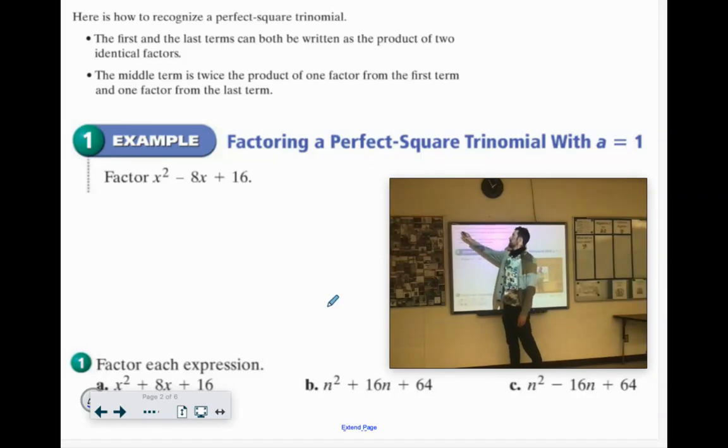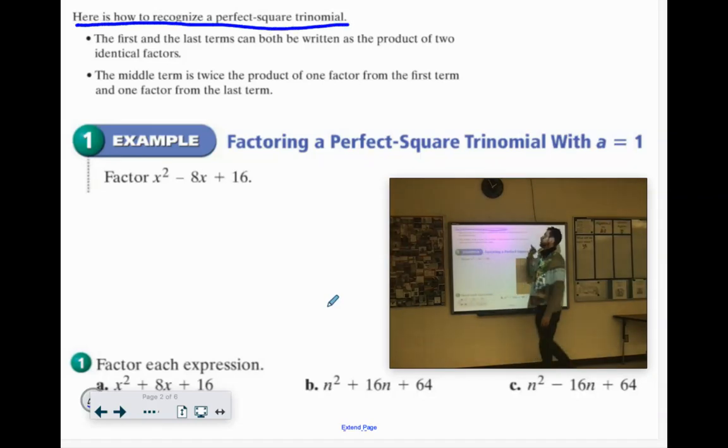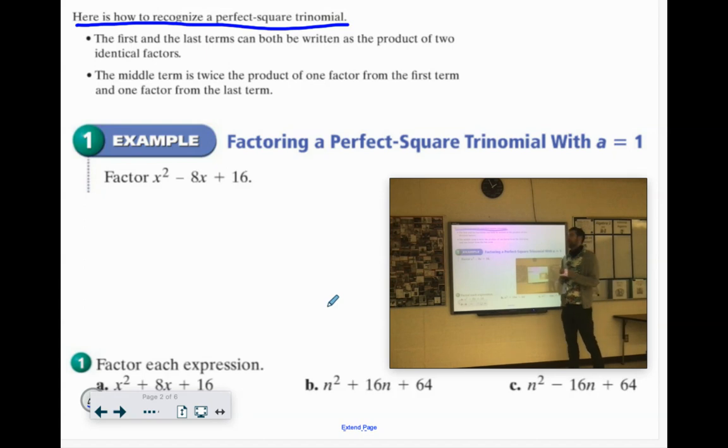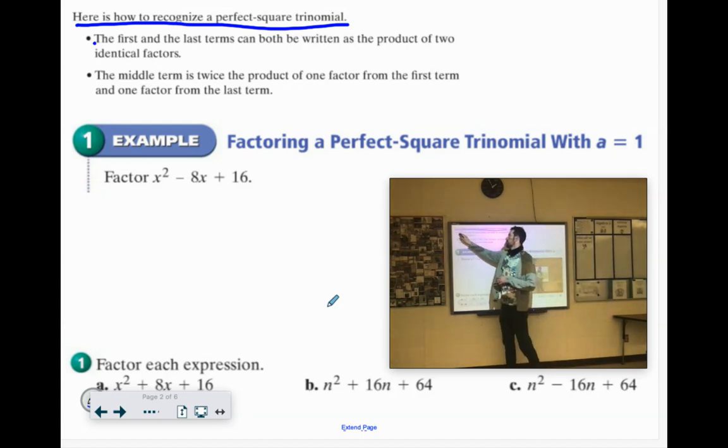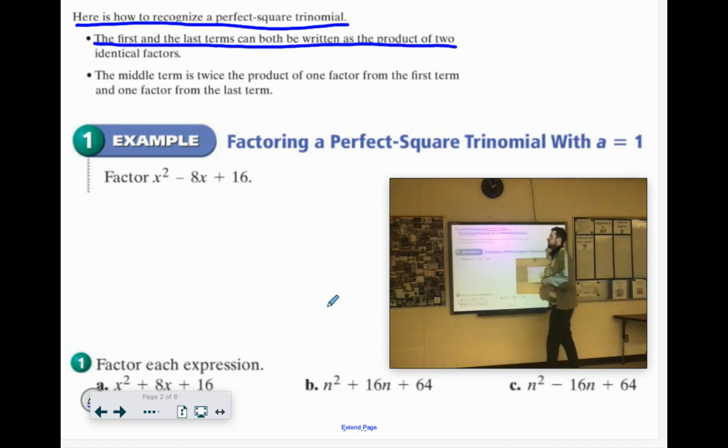Okay, this part's pretty important. Here's how you can recognize a perfect square trinomial. The first and last terms are basically perfect squares, right? You can square root the first and last term.